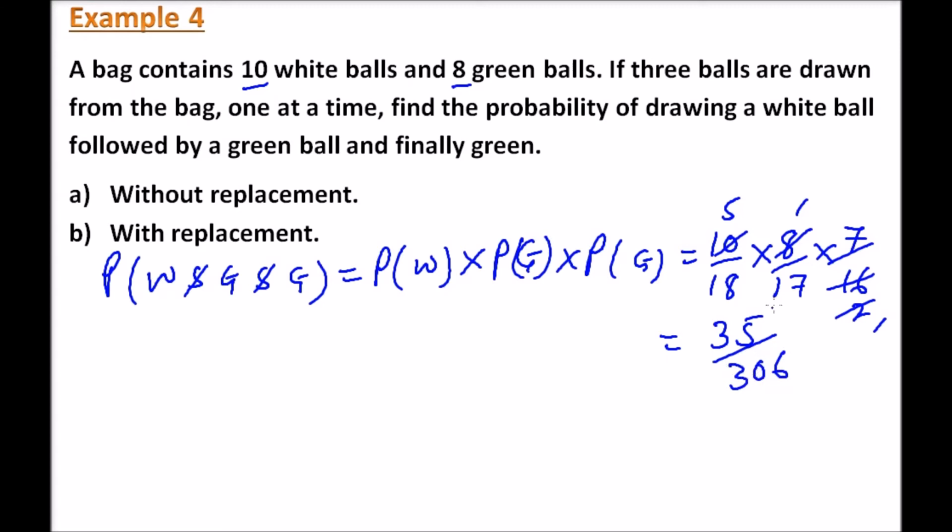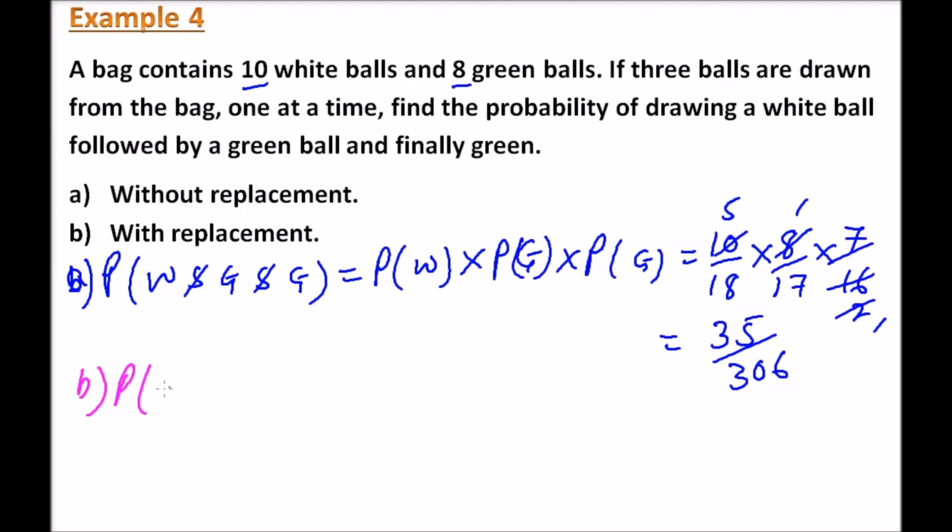I hope that is correct. 8 times 7 is 56. 306. Here we come to part B. That's part A, part B. Then part B, we are told it is with replacement.